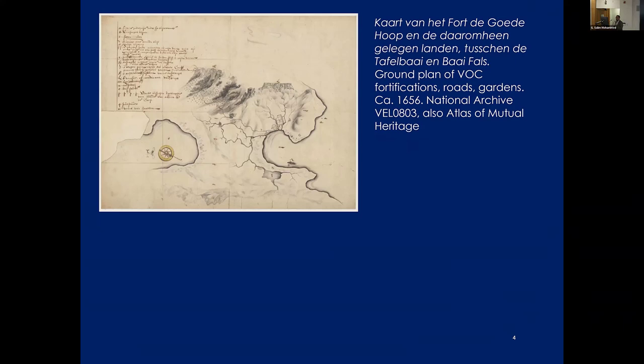Okay, so the Dutch needed vegetables and livestock to supply, and fresh water, of course, to supply their ships plying this route into the East Indies. It's the spice trade that was super lucrative. That's what they really cared about. You can already see in the 1656 map attempts to consider the utility of this area here.